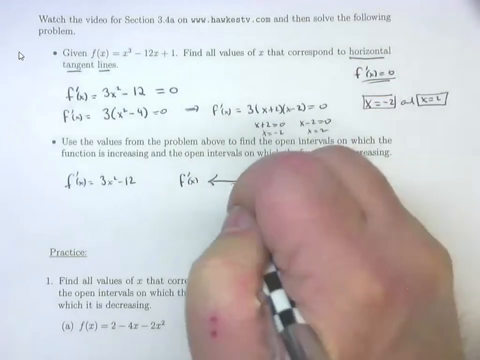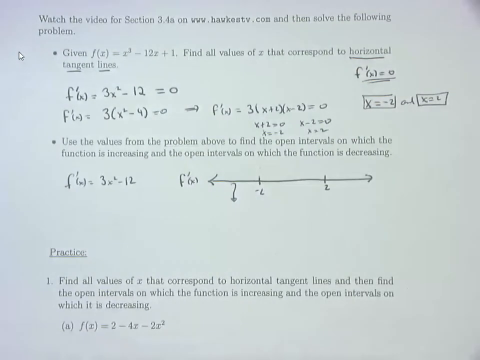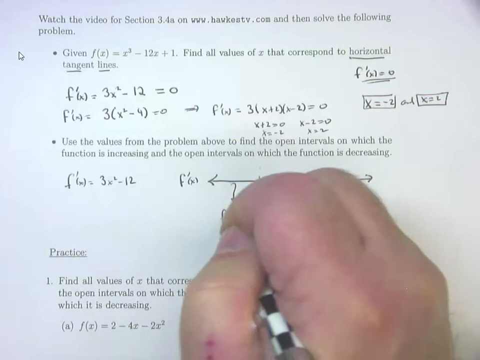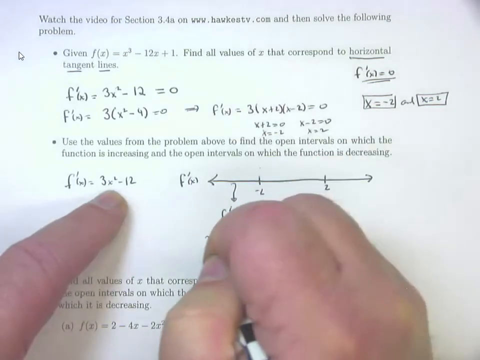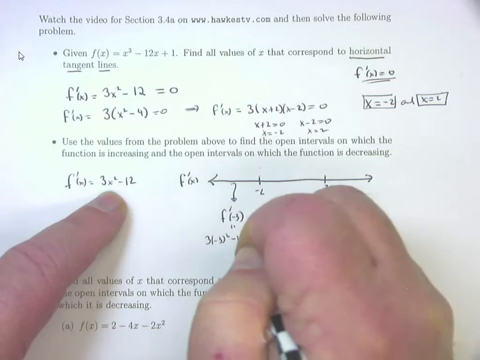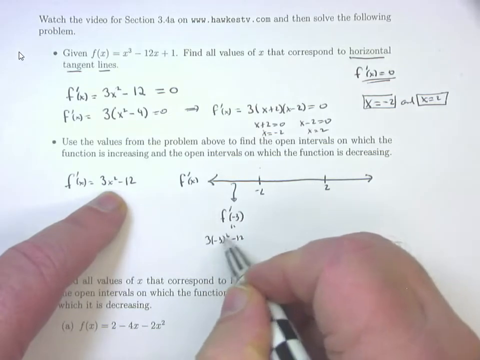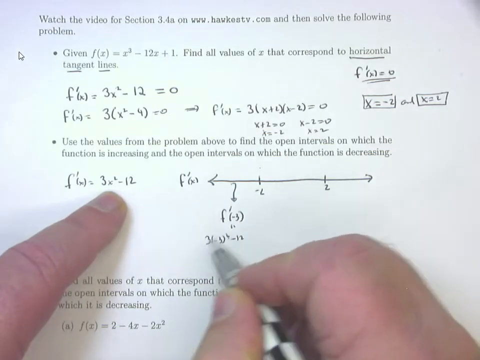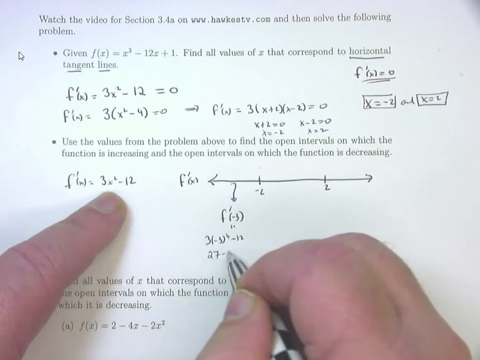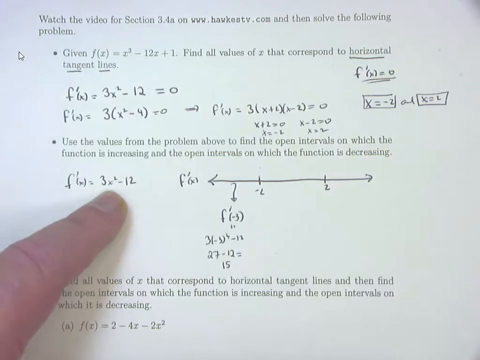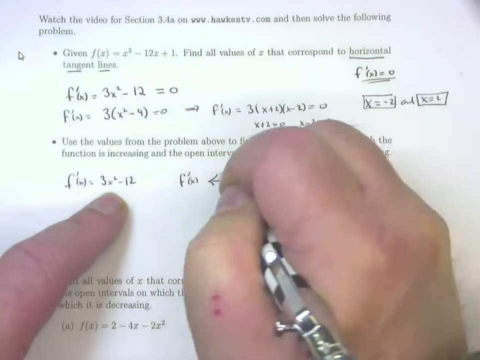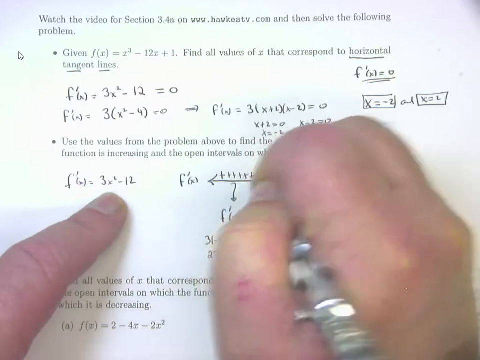So I'm going to pick a number less than negative 2. I choose negative 3. So f prime of negative 3, I'm going to plug negative 3 into my derivative. 3 times negative 3 squared minus 12. Negative 3 squared is 9, times 3 is 27. And 27 minus 12 is what, 15? I don't care what the number is. What's the sign of it? Positive. So everybody in that interval is going to be positive.